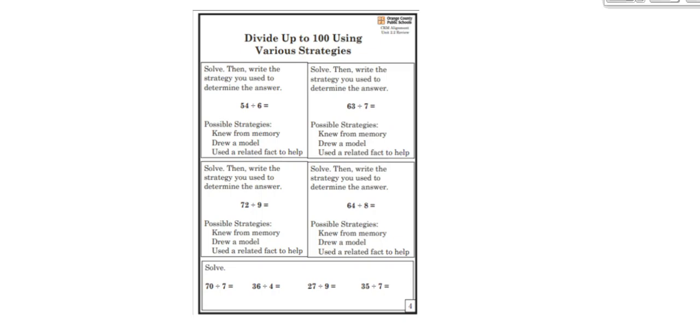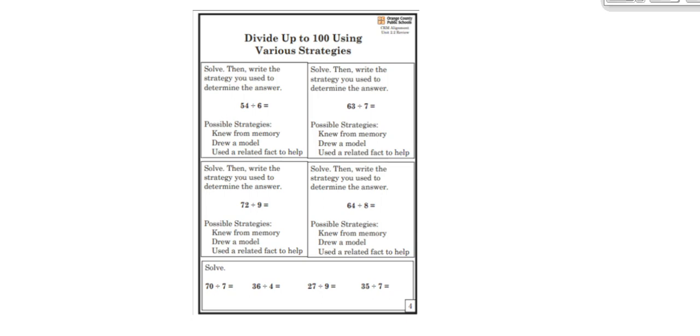This is week 8. Today, you guys are going to be working on page number 4 of the district provided packet, which is this one right here. Yesterday, we were using strategies to multiply. Today, we're going to be using strategies to divide.